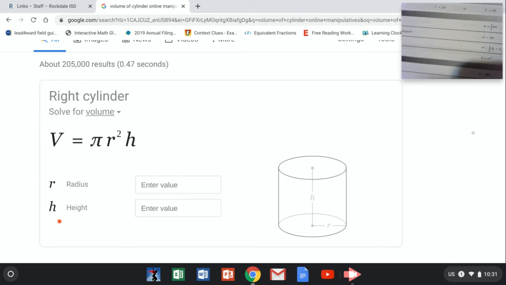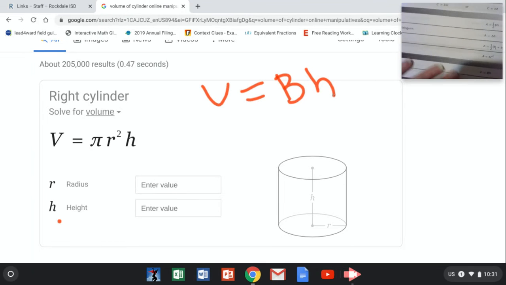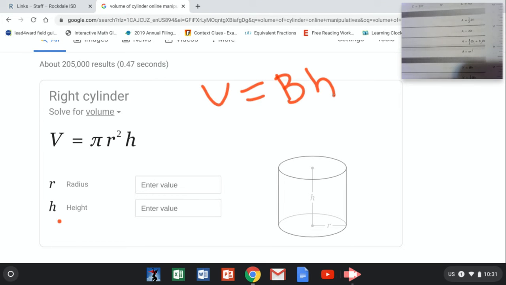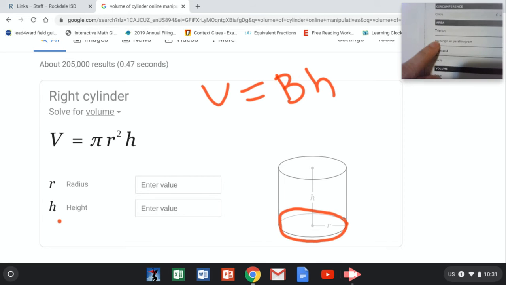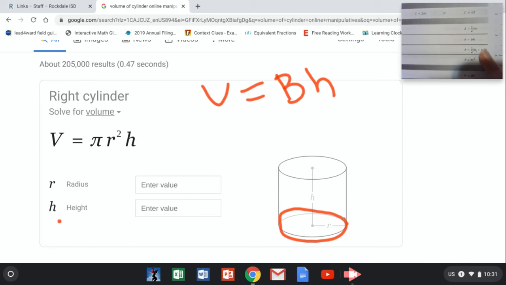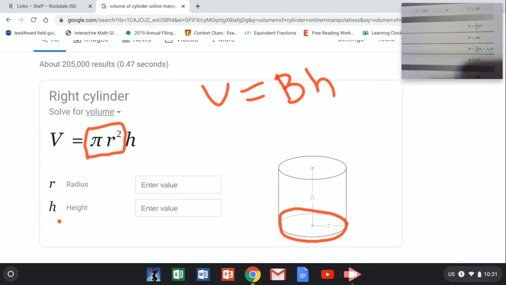So with that, if I have V equals capital B times H, well, remembering that capital B actually stands for area of the base. So the base, depending on the shape, well, this base is a circle. So I'm going to go to my formula chart and find area of a circle. And when I do that, it gives me the formula, area equals pi r squared. That's what this is right here. They're giving you that capital B is that right there. So it's really V equals pi r squared and then times the height.